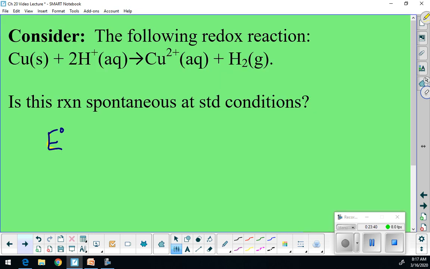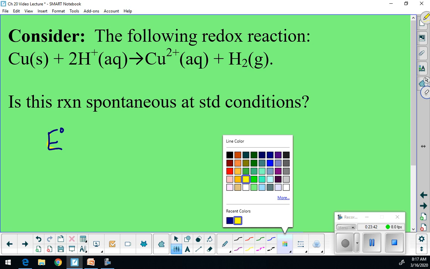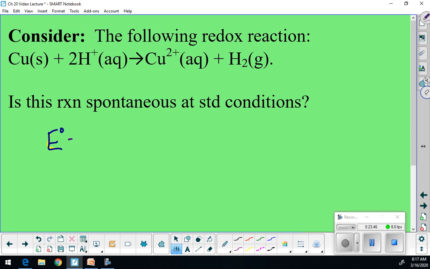Good. Here we go. I got to change my color pen. All right. So I need to identify what is oxidizing and what is reducing. I have copper going from 0 to +2, so that's oxidizing. And so I want to put my standard reduction potential for Cu2 plus here.